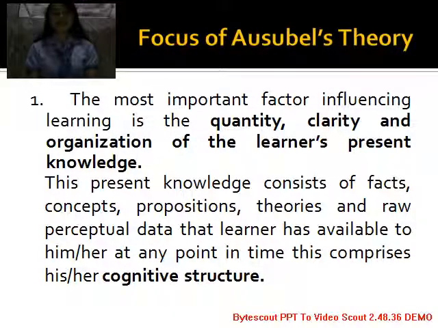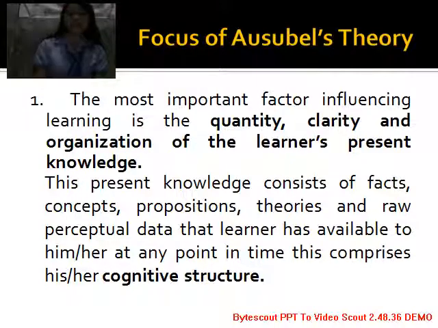The most important factor influencing learning is the quantity, clarity, and organization of the learner's present knowledge. This present knowledge consists of facts, concepts, propositions, theories, and raw perceptual data that the learner has available to him or her at any point in time. This comprises his or her cognitive structure.